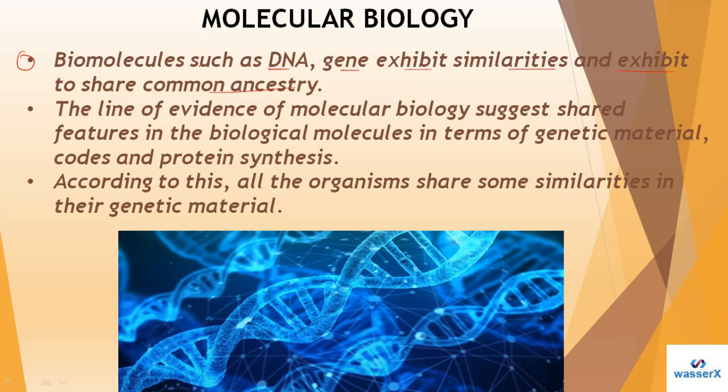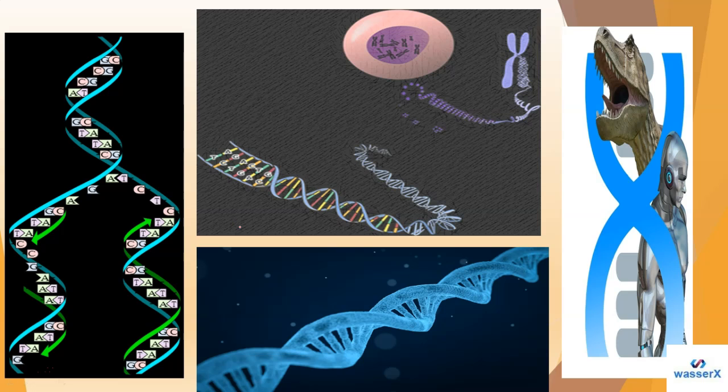So at the basic level of molecules, we can say it's the DNA level. The line of evidence of molecular biology suggests shared features in biological molecules in terms of genetic material, codes, and proteins synthesized, right, students? Now we have the next one. According to this, all organisms share some similarities in their genetic material. In this picture, as you can see, we have the DNA, that's the molecular level, of course.